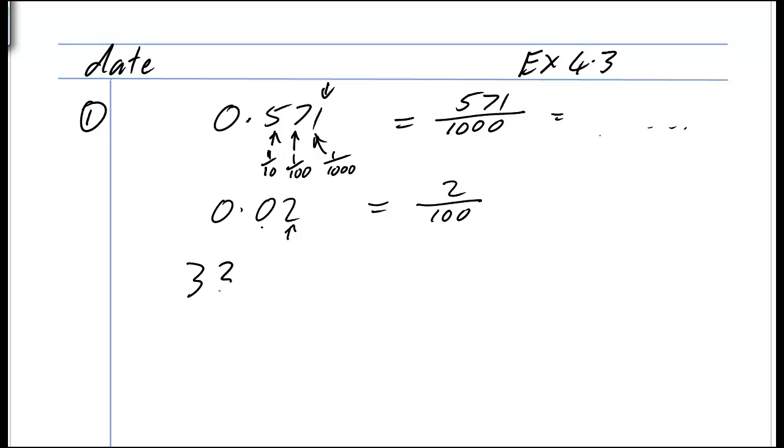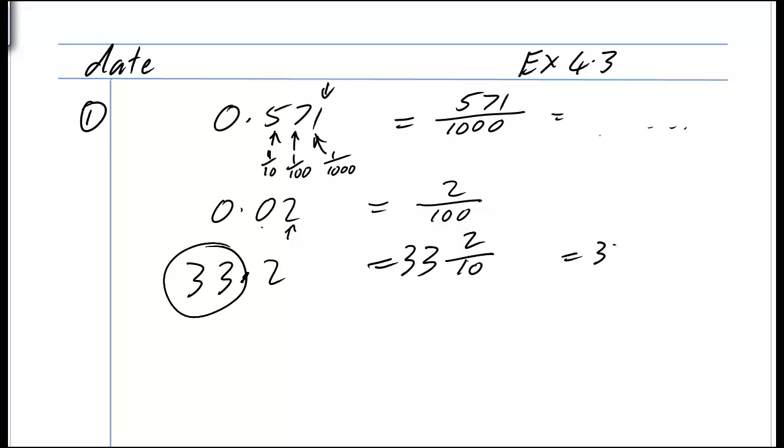Now say you've got something like 33.2. What you do is you look at the numbers after the decimal point and you go, what's the place value? It's tenths, so you just write 2 on 10. And you just simply get the whole number that's in front of the decimal point and put it in front. So 33.2 is 33 and 2 tenths. Now that actually simplifies to 33 and 1/5.